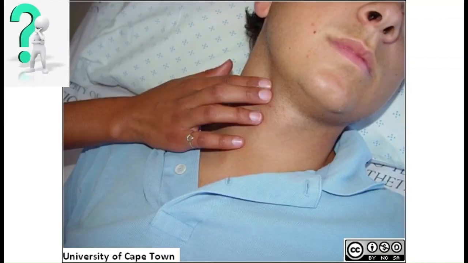What am I seeing in this image? I'm seeing that the examining fingers are trying to palpate lymph nodes along the anterior border of the sternomastoid, and in this area, deep to the sternomastoid, there is the carotid sheath containing the common carotid and the internal carotid and the internal jugular vein. So this is a skill of physical examination of deep cervical lymph nodes in the anterior triangle.